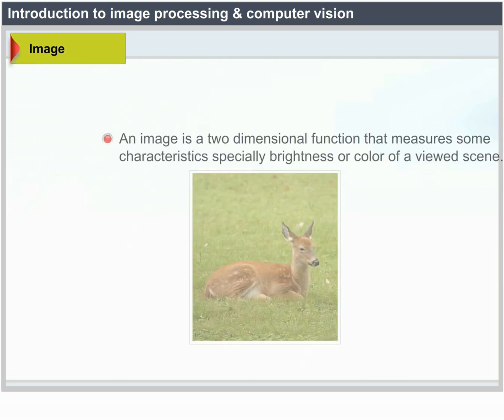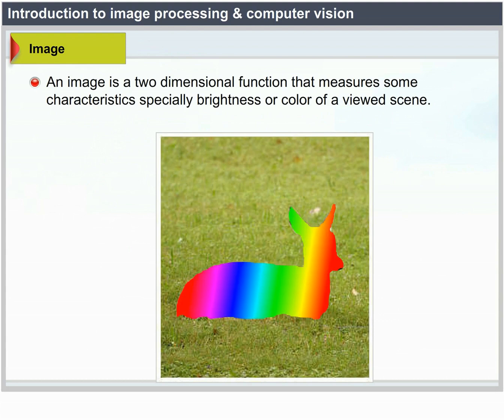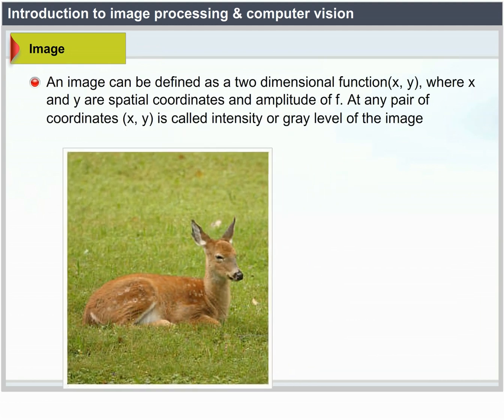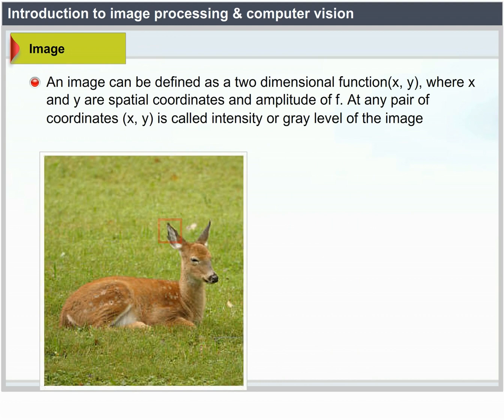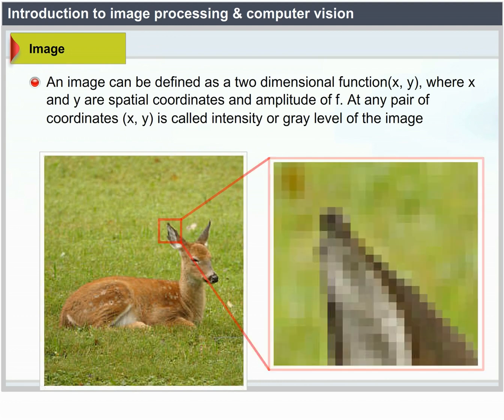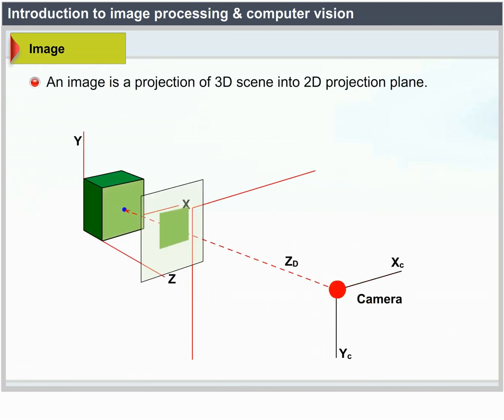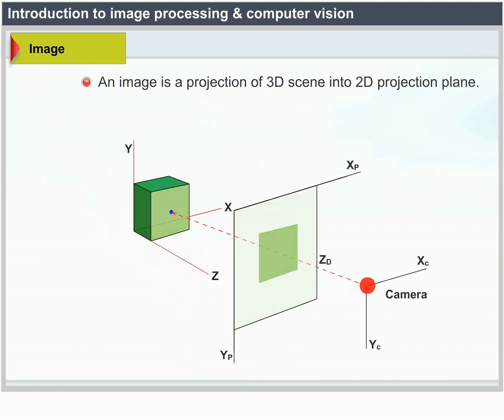Image. An image is a two-dimensional function that measures some characteristics, such as brightness or color, of a viewed scene. An image can be defined as a two-dimensional function f(x, y), where x and y are spatial coordinates, and the amplitude f at any pair of coordinates x, y is called the intensity or gray level of the image at that point. An image is a projection of a 3D scene into a 2D projection plane.